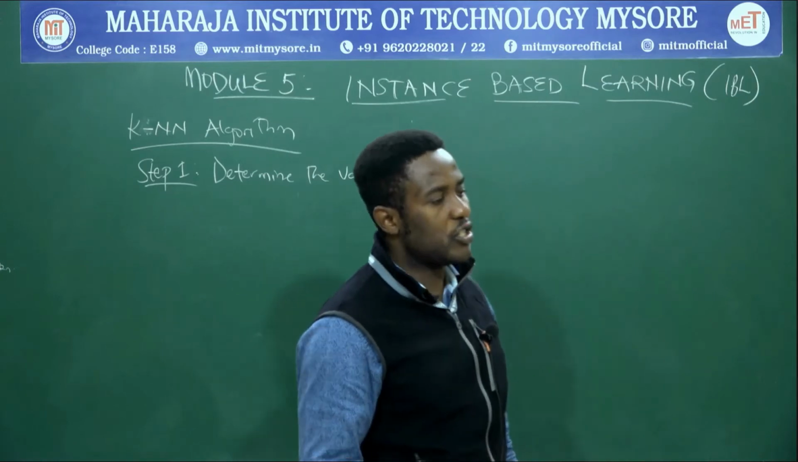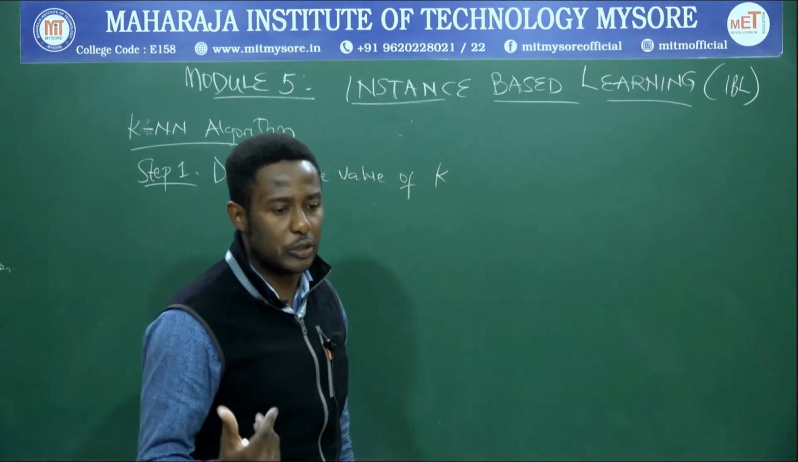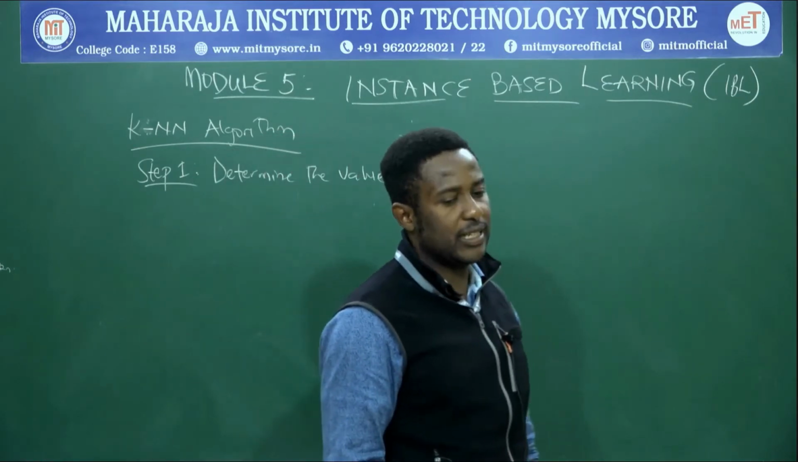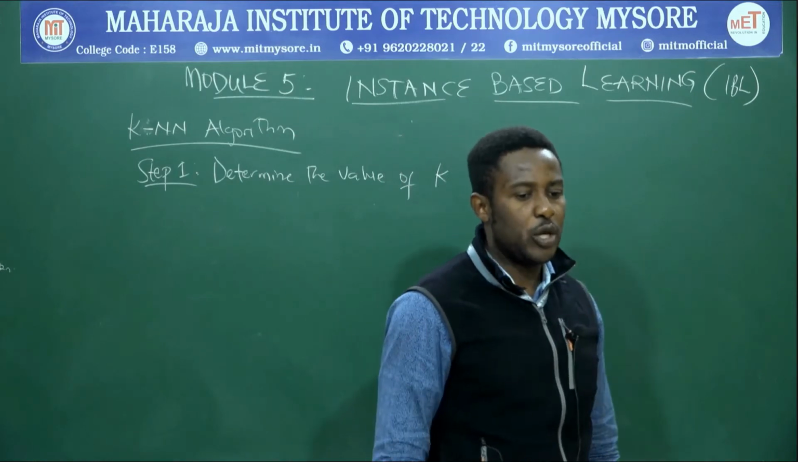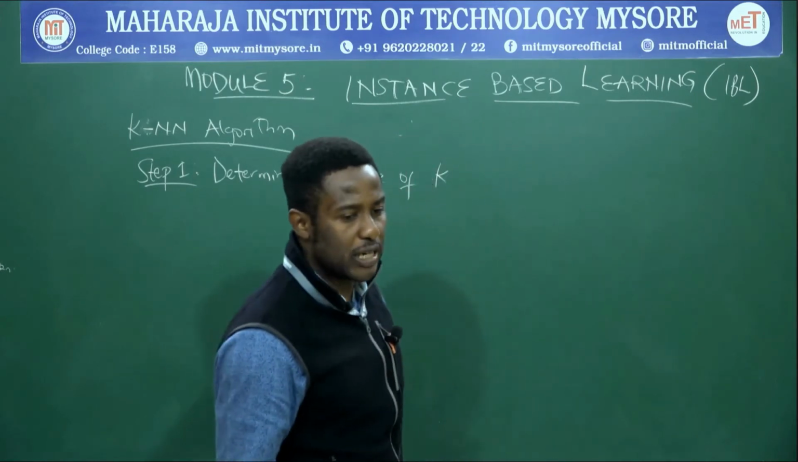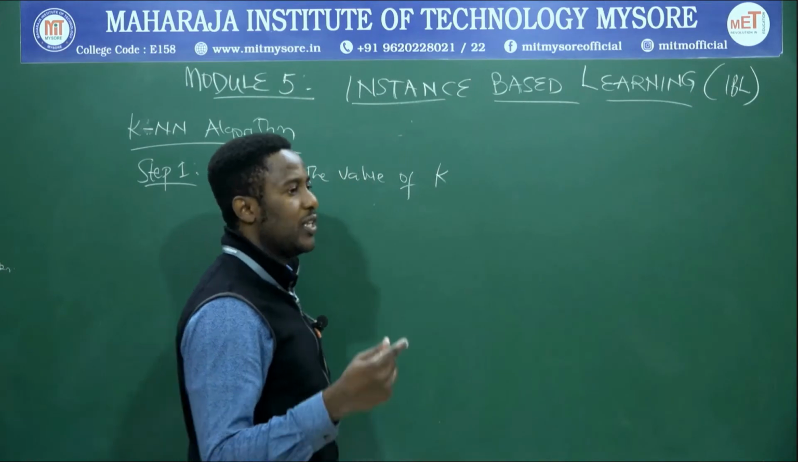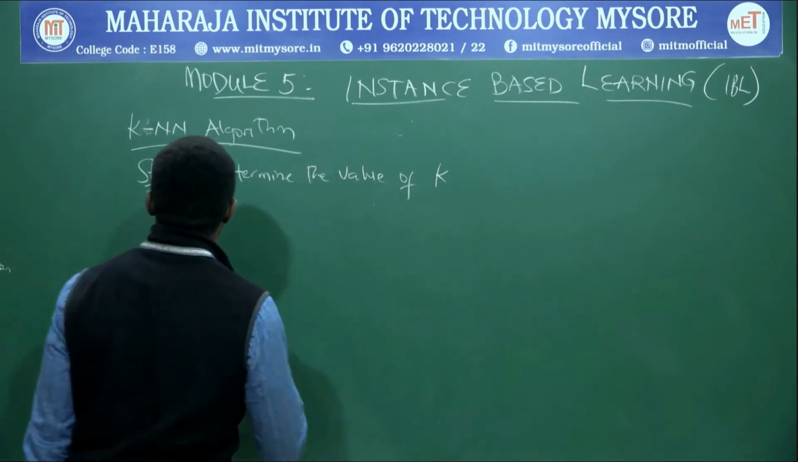So now, the commonly used methods, as we have already said, are your Euclidean, your Manhattan, and your Minkowski. So what you do here is, you now calculate the distance between the test and training. Okay, so step 2.